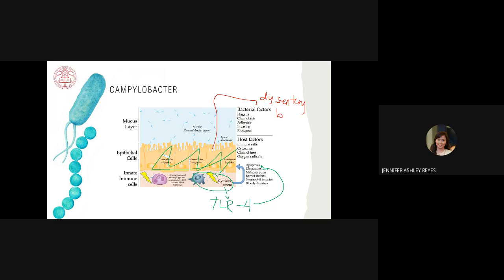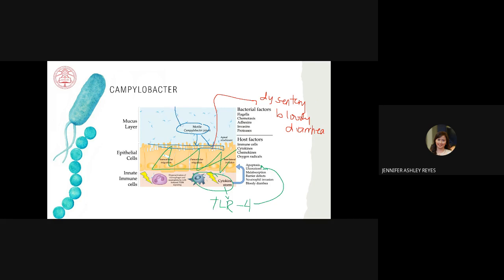So there will be bloody diarrhea. So paano umabot sa dysentery yung gastroenteritis ni Campylobacter jejuni? Nasira niya ang mga host barrier defenses because the Campylobacter jejuni was able to adhere sa apical surfaces of the intestinal epithelial cells, crossing the mucosa and the lamina propria.